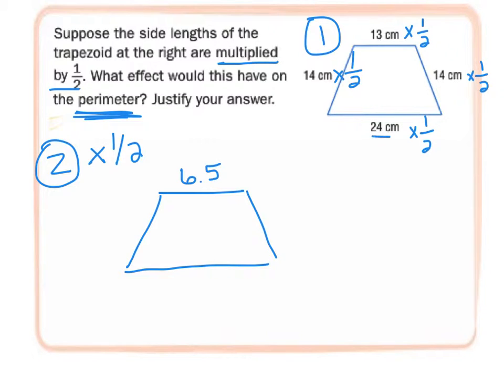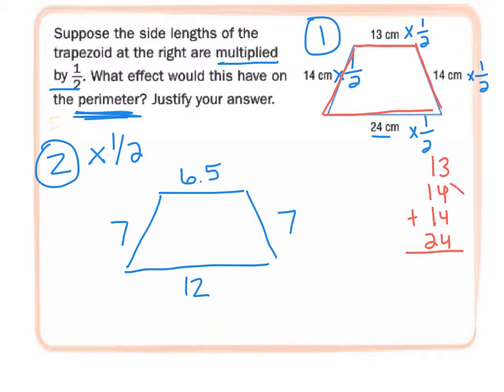Then I'm going to do half of 24, I know that one is 12. Half of 14 is 7, and half of 14 is 7. Okay, so this is my new trapezoid with my new dimensions. So if I'm going to find the perimeter, what's going on with the perimeter, I need to add up all these sides in order to find out my perimeter. So I need to add 13, 14, 14, and 24.